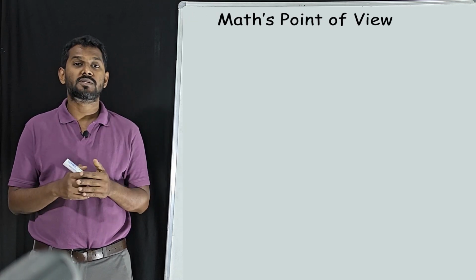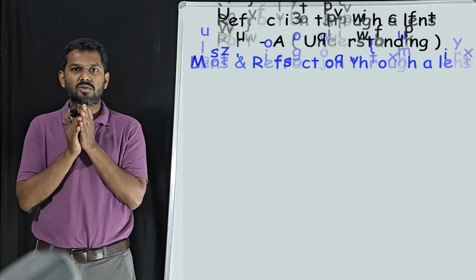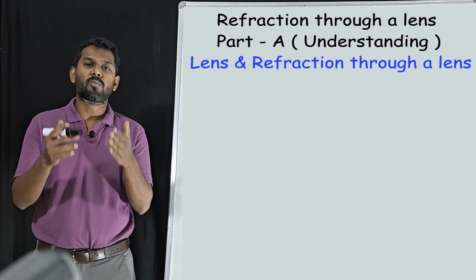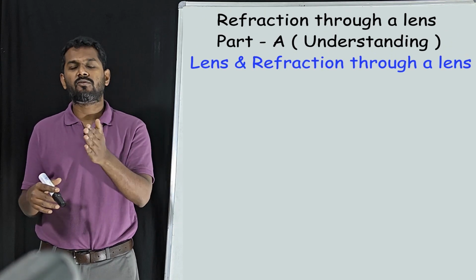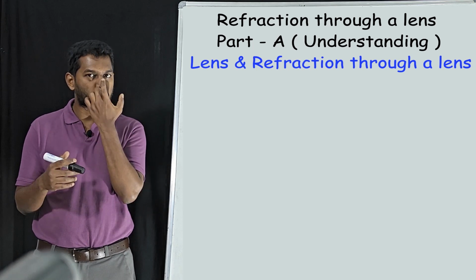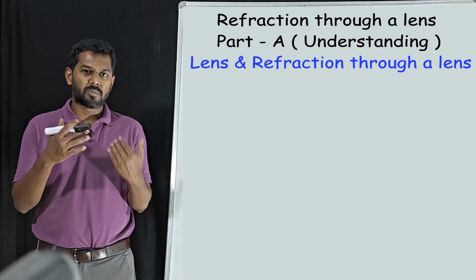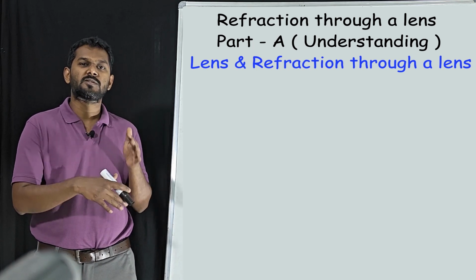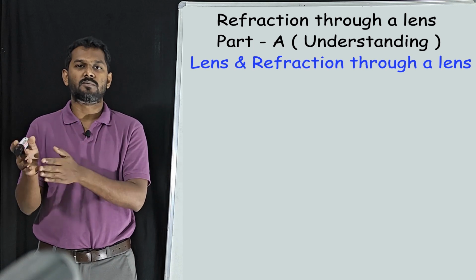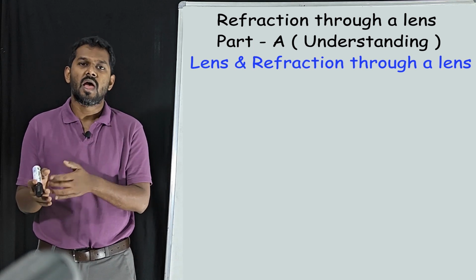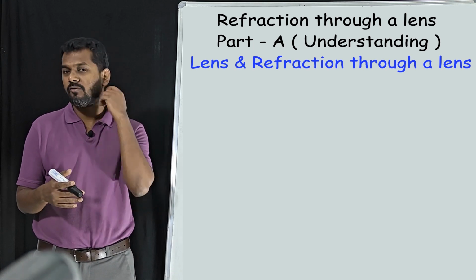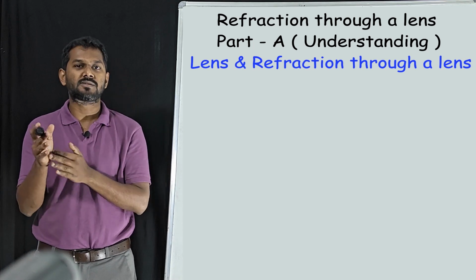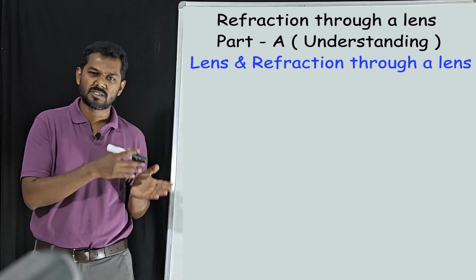Today we are going to understand the concept of refraction through a lens, part A: lens and refraction through a lens. Many students will skip this chapter because it mainly consists of important terms, that is, definitions. As you know, in the board exam definitions will not carry that many marks, which is why students try to skip this chapter.